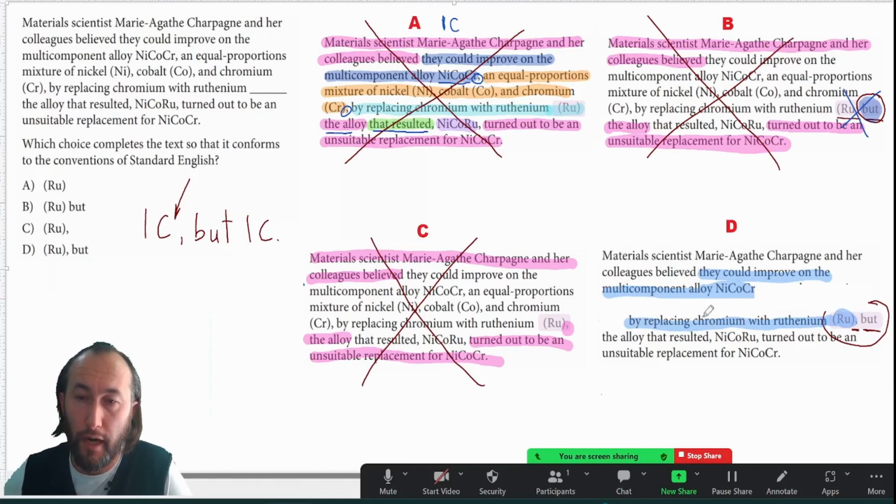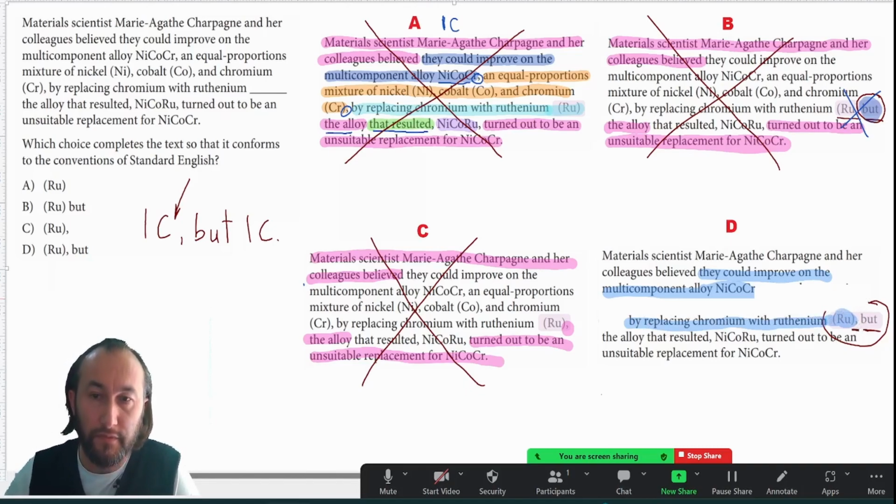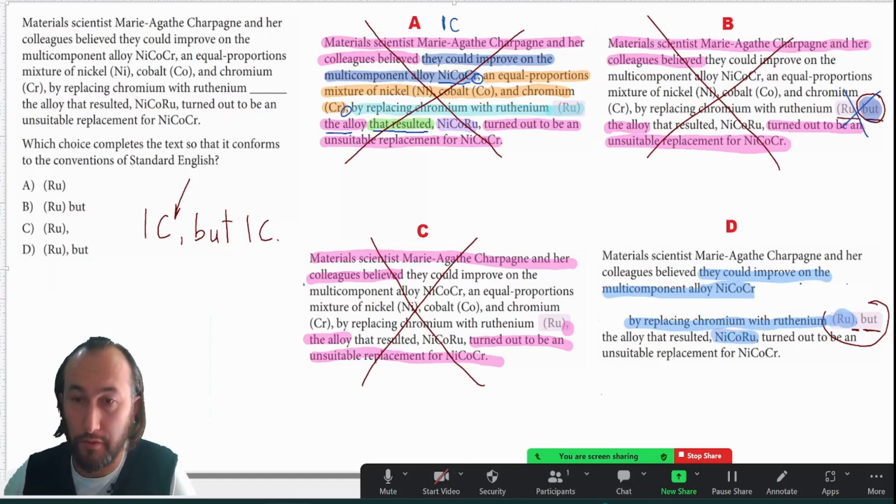So how can they improve it? By replacing chromium with ruthenium, which is Ru. Now, comma, but the alloy. So when they replaced that, they got the new alloy, the result. The alloy that resulted became NiCoRu. As you got it, before it was NiCoCr. But after they changed chromium with ruthenium, it became a new alloy.